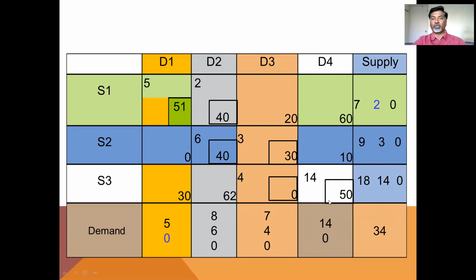So in the northwest corner method, the allotment starts from the top left corner and ends at the bottom right corner. And you have to check the demand values and supply values. If all values are 0, then we can say the example is properly solved. Now how to calculate the total transportation cost?